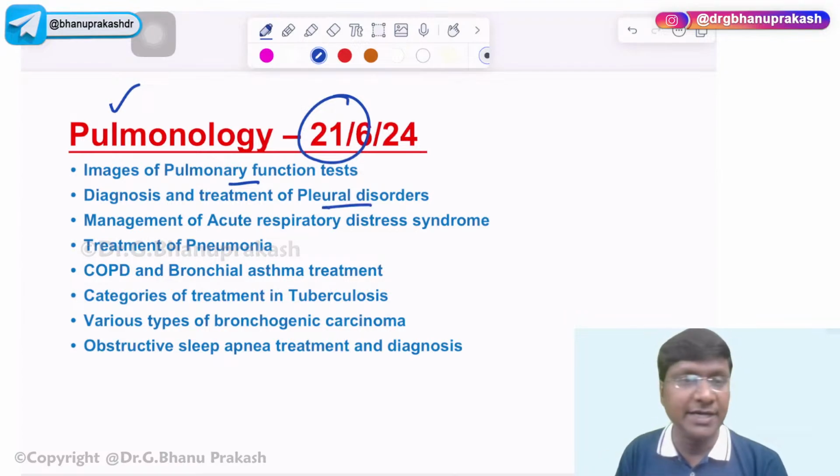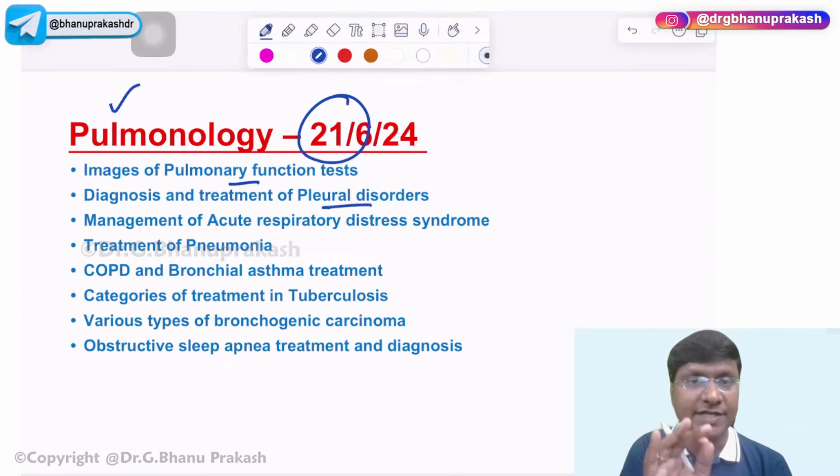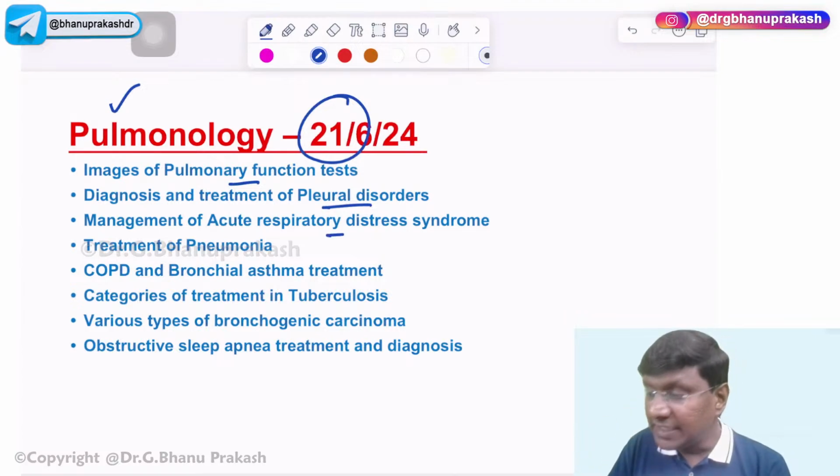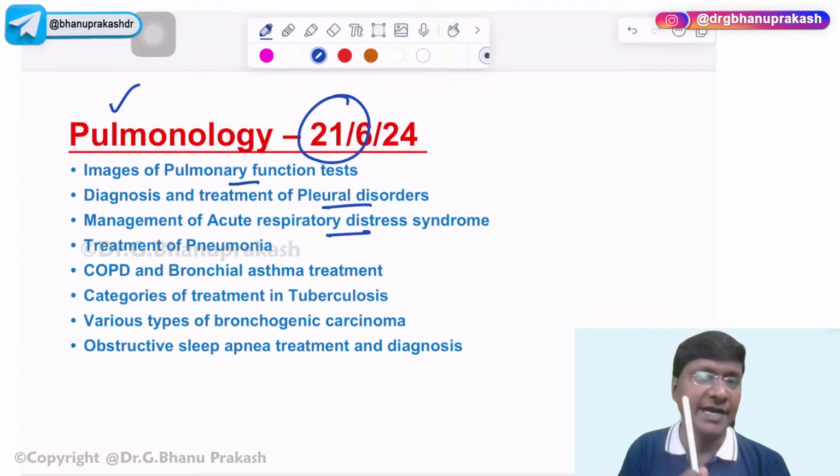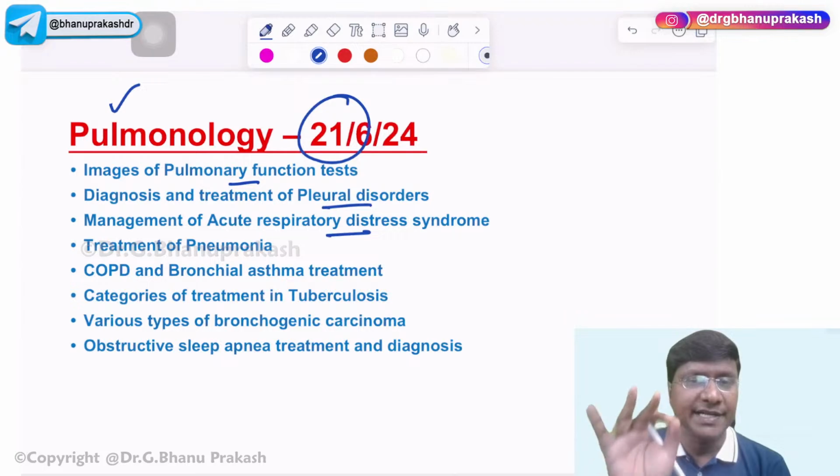Next is the pleural disorders. Pleural effusion, pneumothorax. How will you diagnose? What will be the X-ray picture and treatment? Then ARDS, treatment of ARDS, that is mechanical ventilatory settings in ARDS, is very important that you need to revise.